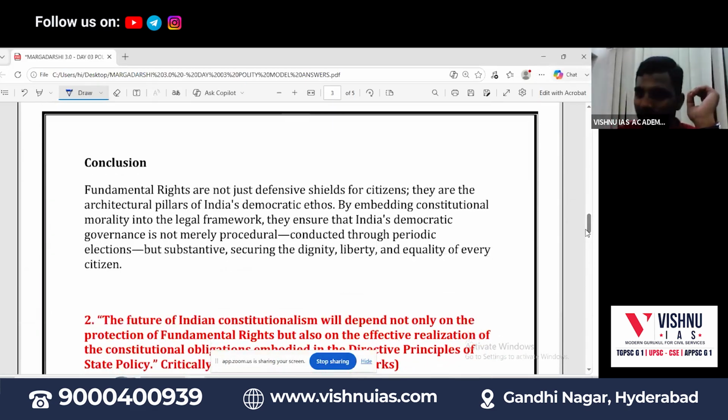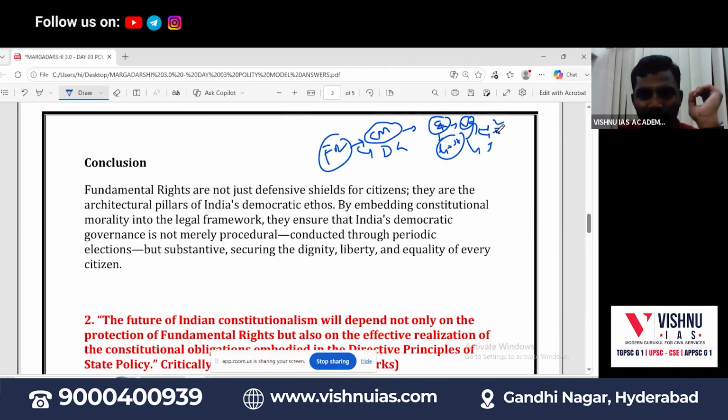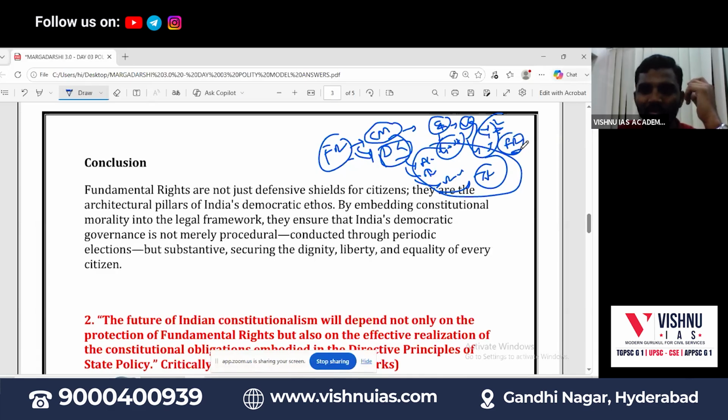Now let us see the conclusion. What is the theme of the question? Fundamental rights are important to achieving constitutional morality and to achieving democratic governance. Constitutional morality means an individual holding the constitutional values. Individual means here the government also. Even the government should hold the constitutional values. What are they? Liberty, equality, justice, etc. And here fundamental rights are helping in democratic governance also. How? Accountability, transparency, rule of law, and the last one was by upholding judicial review. Such things fundamental rights are facilitating. Because of these things democratic governance is possible. That's the core of the answer.